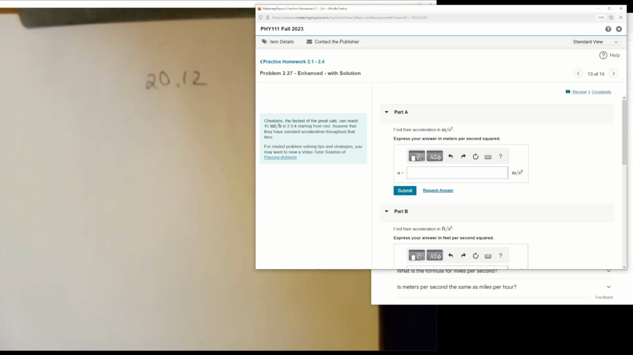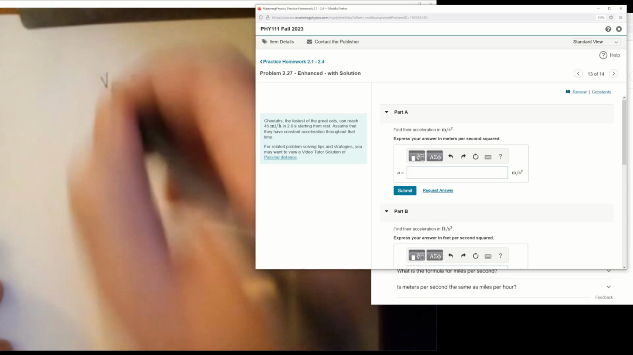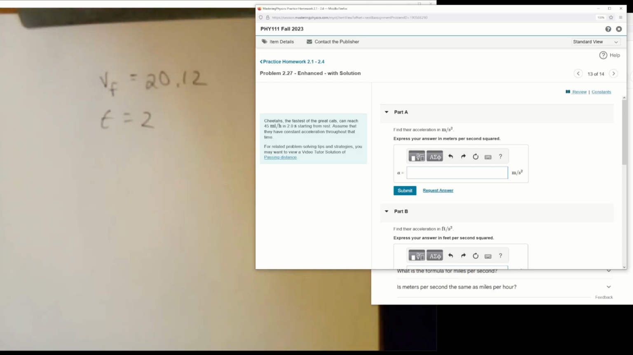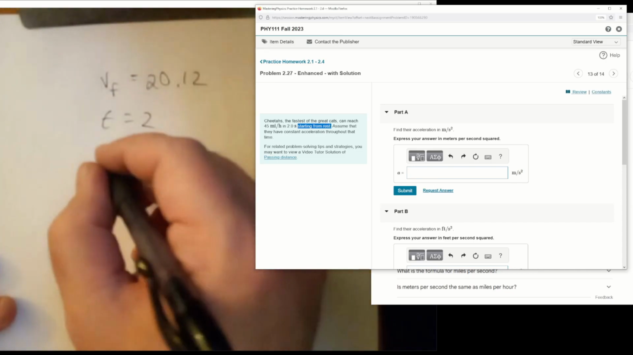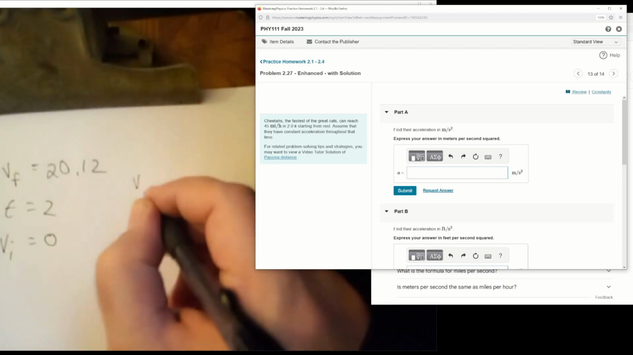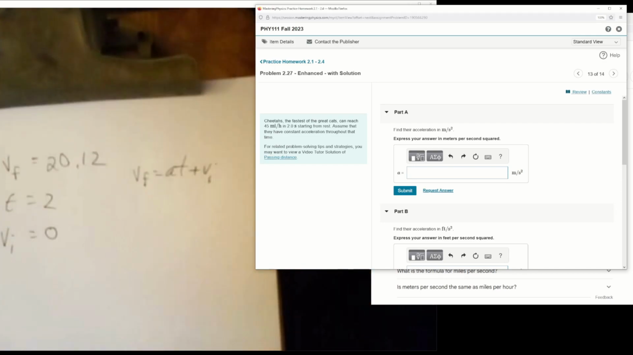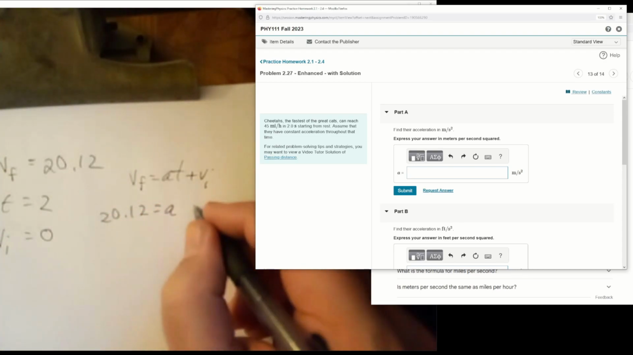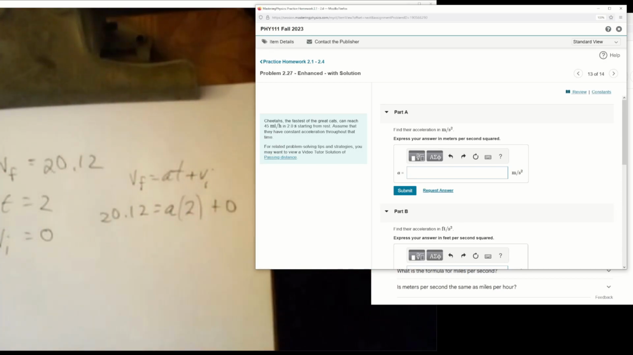And so what do we got? It can reach this speed in 2 seconds. So it can reach this speed. So that's a final velocity in 2 seconds. So we got to have time. It does say starting from rest. So there's that hidden number that the initial velocity is 0. And they want us to find the acceleration. And we can do that with the linear result. And initial 0, so we'll just divide both sides by 2.